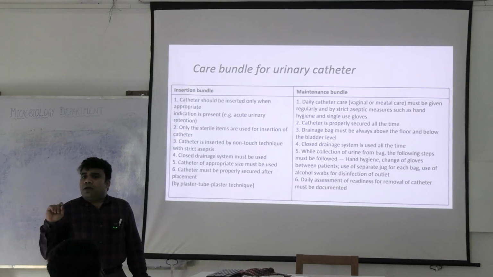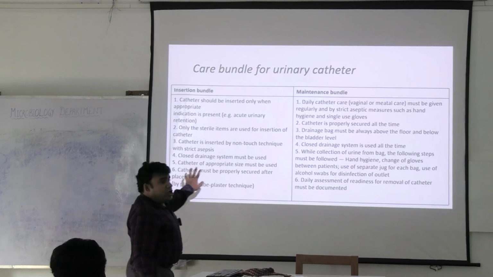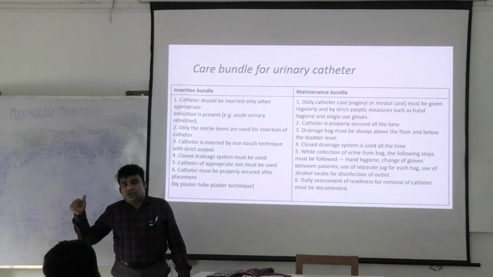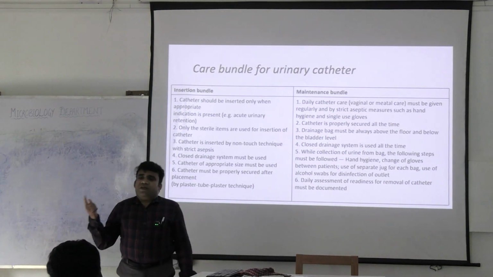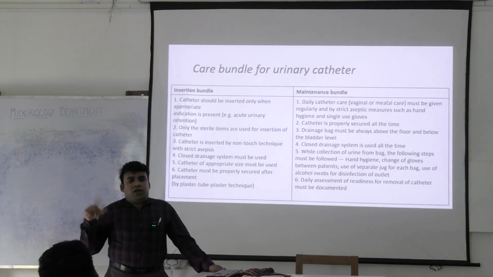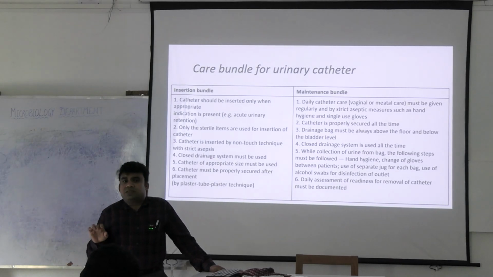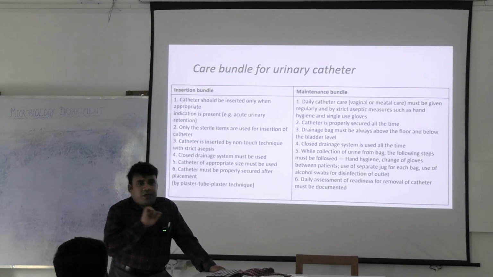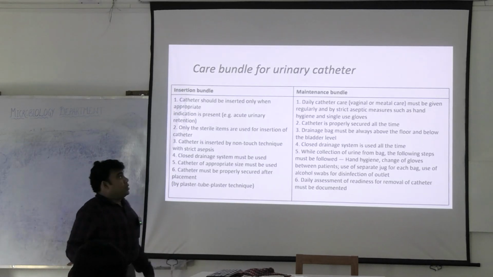First is catheter associated urinary tract infections. We have two bundles. One is called the insertion bundle and the other is the maintenance bundle. If you recall, the infection can occur from endogenous or exogenous sources, and the most common route is during insertion and during maintenance. So let us look at the insertion bundle.